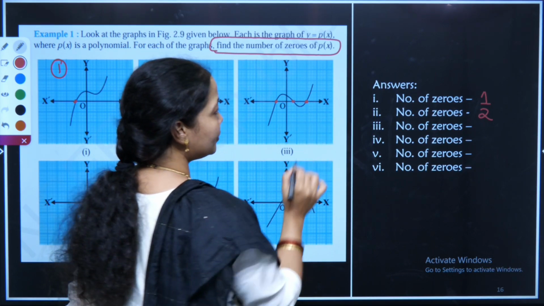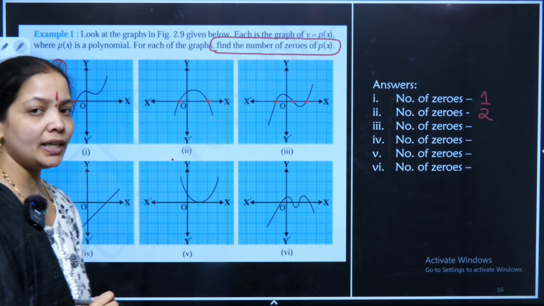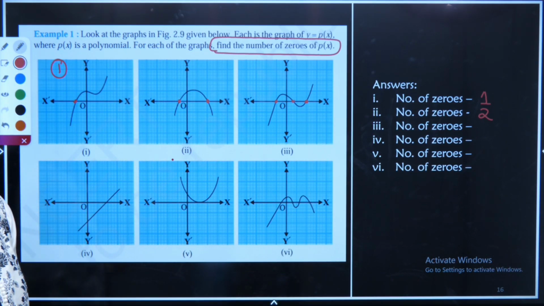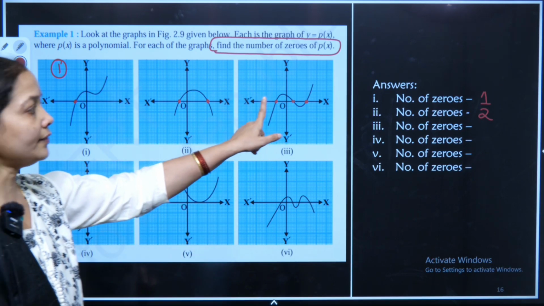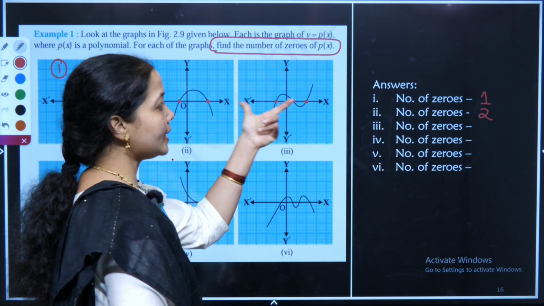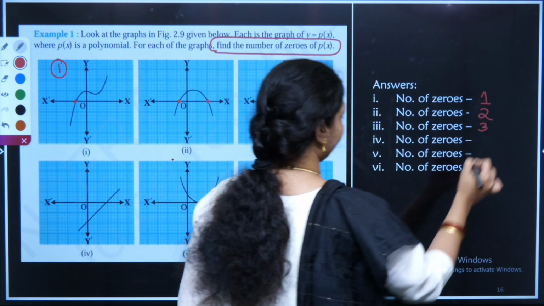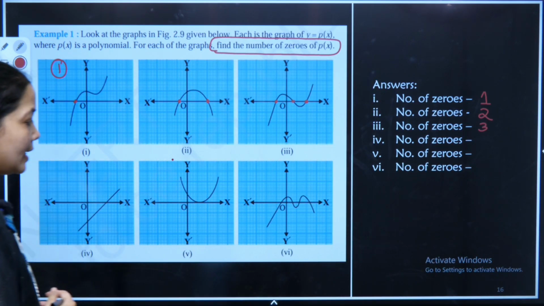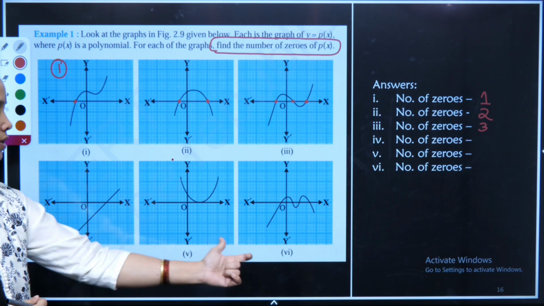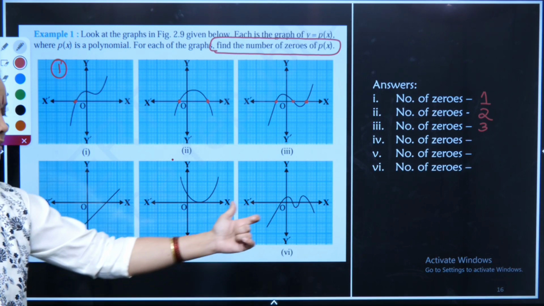See, I'm marking the positions also. Do it with me or else pause the video and have a check again. So 3 different positions, the graph is touching the x-axis. Therefore, number of zeros for the third graph is 3. Now you people just analyze what is the number of zeros for the 4th, 5th and 6th graph.